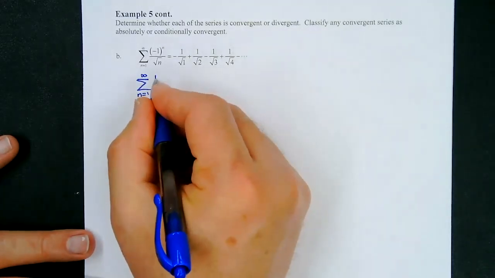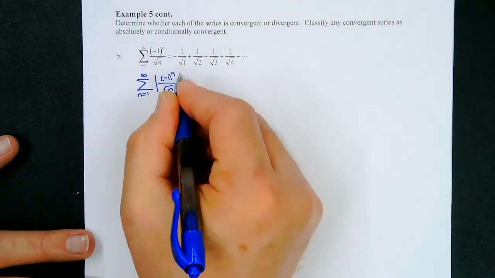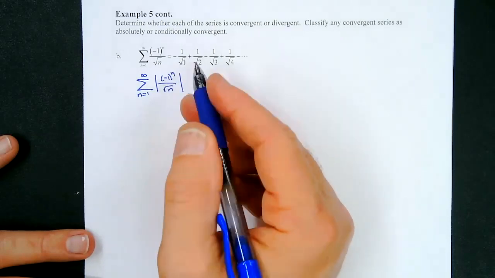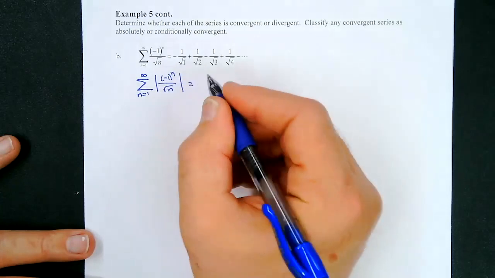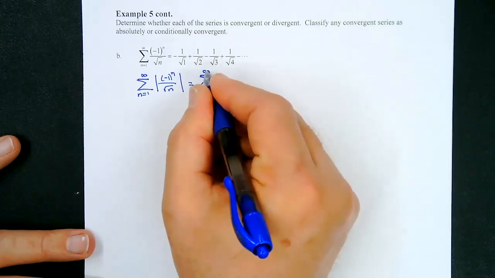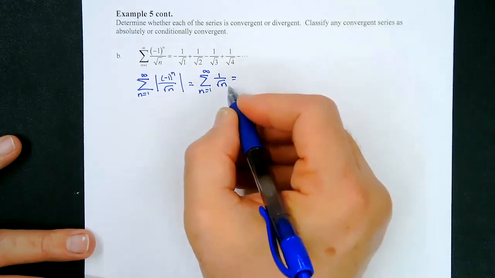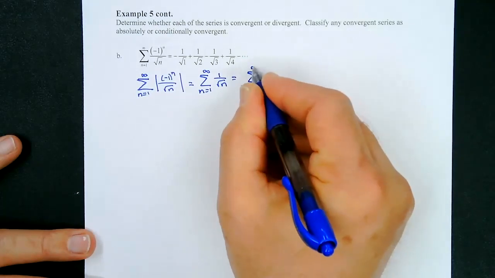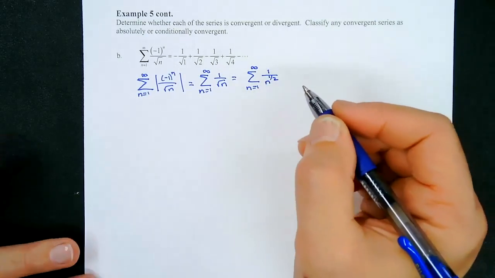If we take the absolute value of -1 to the n power over the square root of n, this causes alternating signs: negative, positive, negative, positive. If I take the absolute value, we get rid of that, and it just becomes 1. So sigma n equals 1 to infinity becomes 1 over the square root of n. The square root of n is really n to the 1/2 power, so that's sigma n equals 1 to infinity of 1 over n to the 1/2 power.